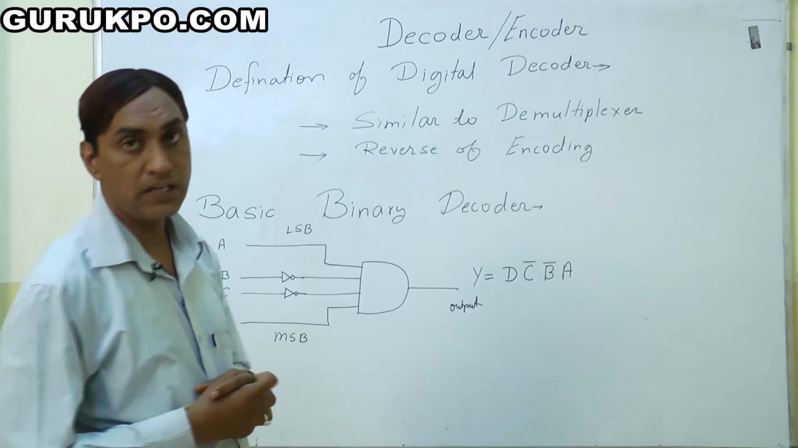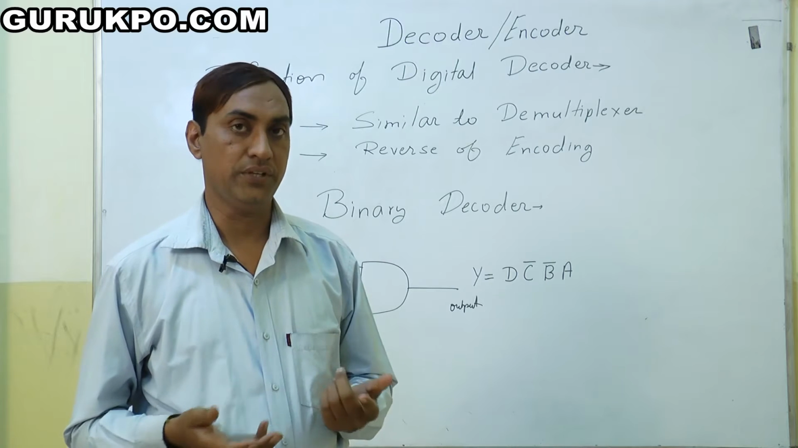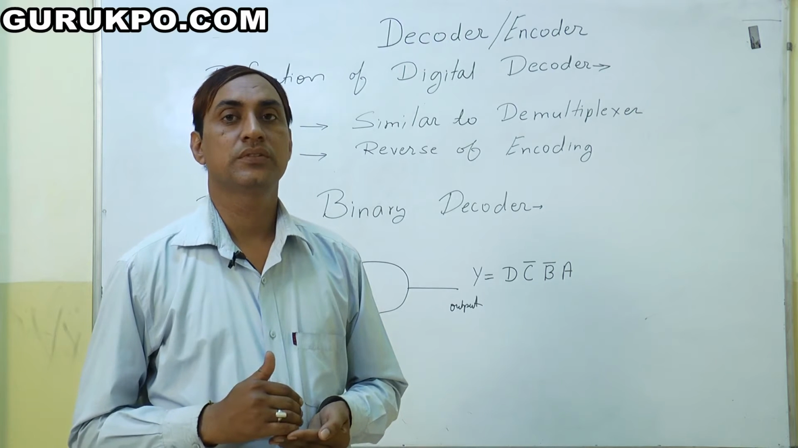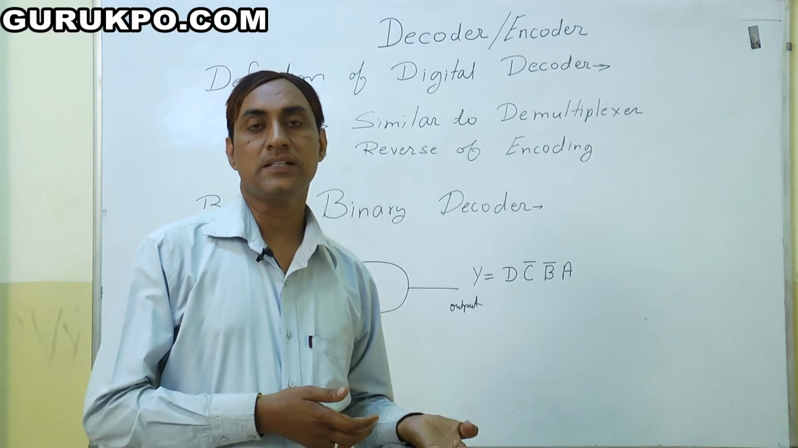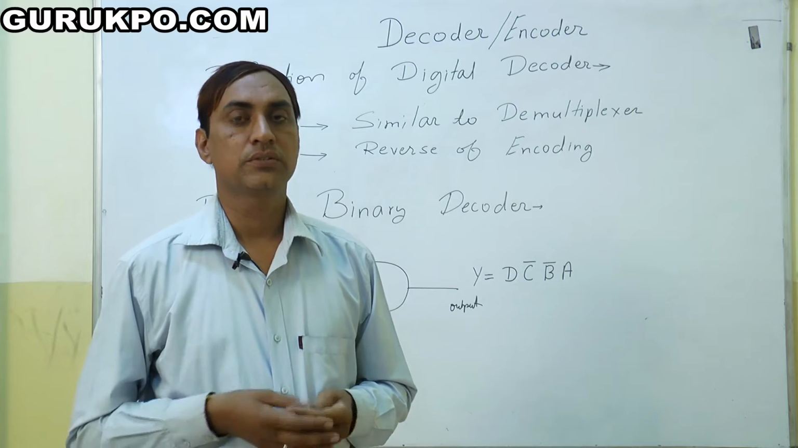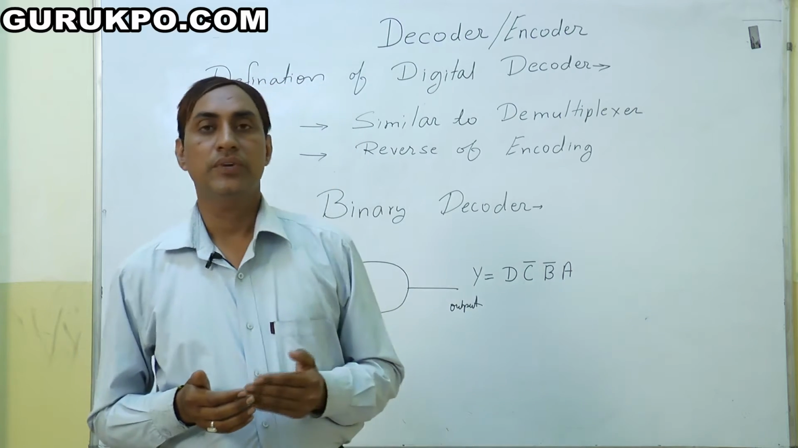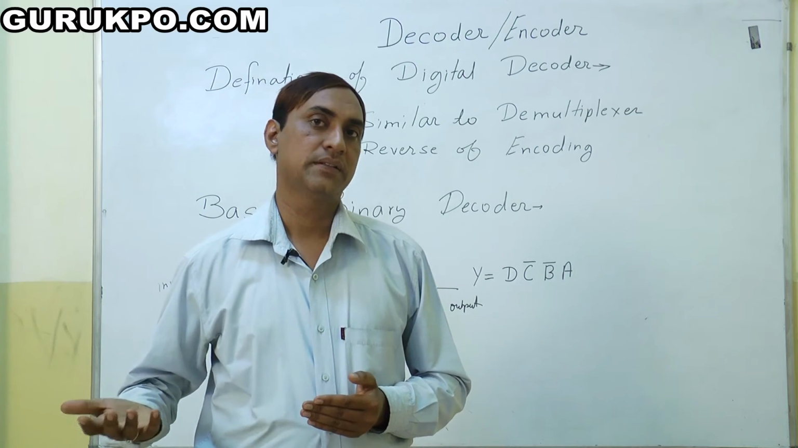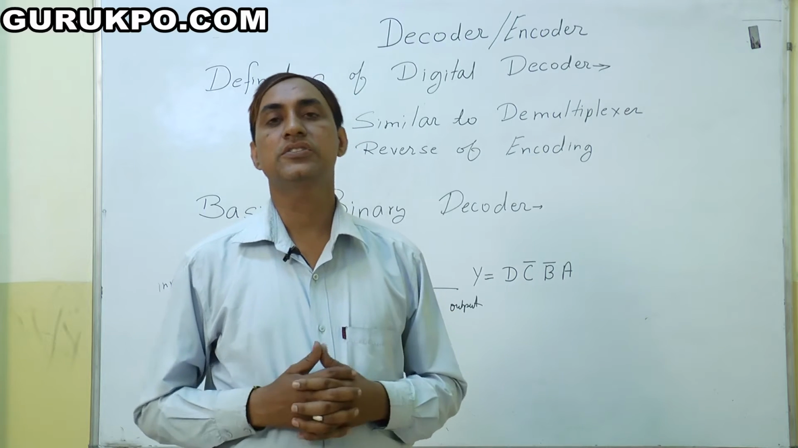In other words, we also say that the decoder is the reverse process of encoding. It means the information is given in encoded form, and the reverse of the encoding is called the decoder. Some data comes in encoded form and the decoder converts it into decoded form. So that's the simple definition. It means we have the data lines which give to multiple output lines. That's why this is called a decoder. Decoders are used in many areas of digital electronics.